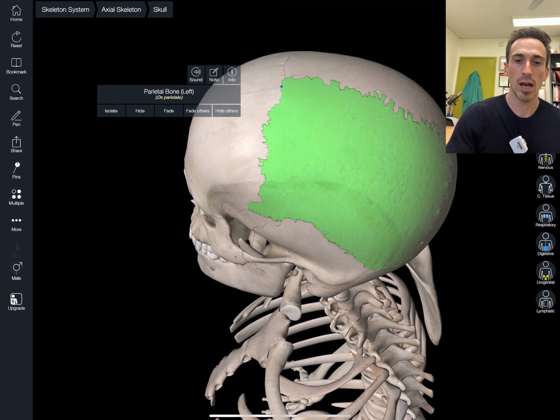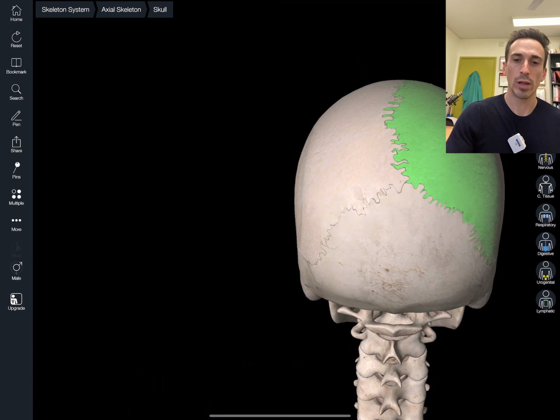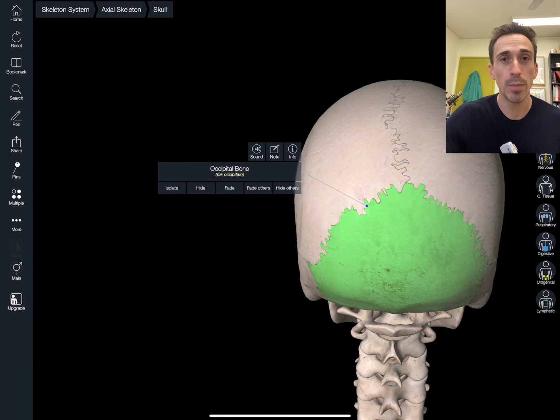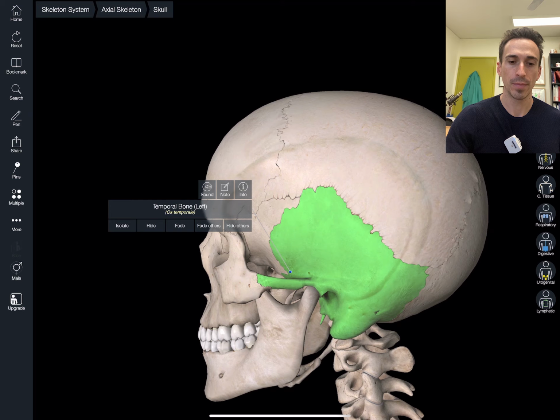Then we're going to have the parietal bone. So that's the left, and the right parietal bone. Again, sitting underneath that are the parietal lobes of the brain. We look at the back, we have the occipital lobe. Again, the occipital lobe of the brain sits underneath this. And then finally, the temporal lobe. Sitting underneath that, or the temporal bone, underneath that is the temporal lobe of the brain.